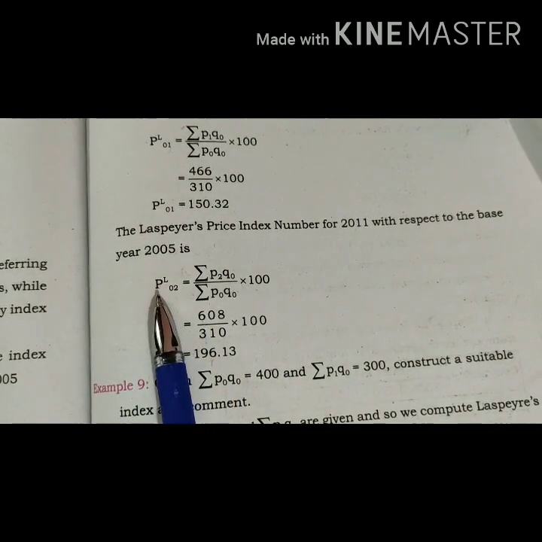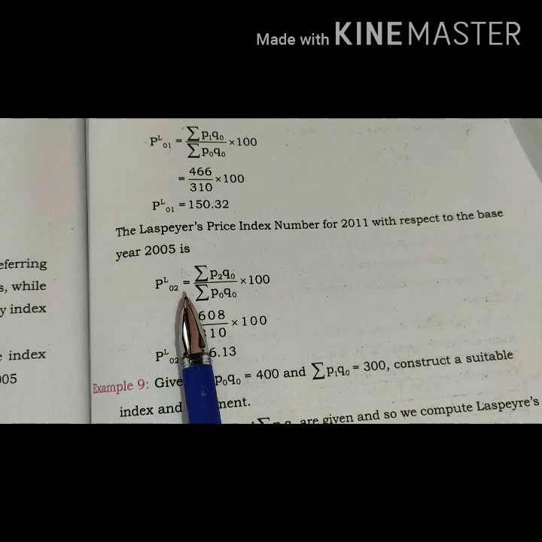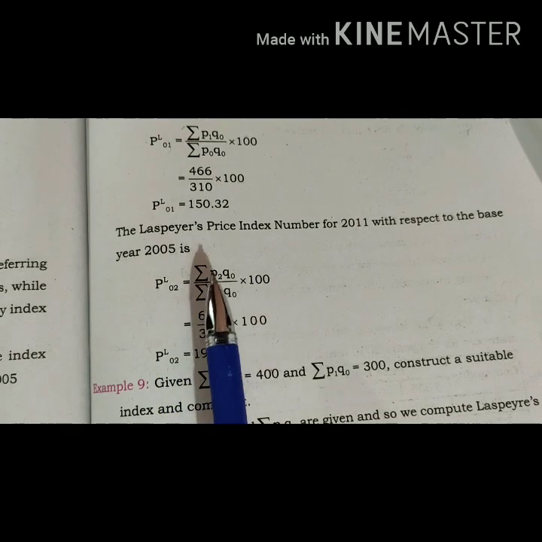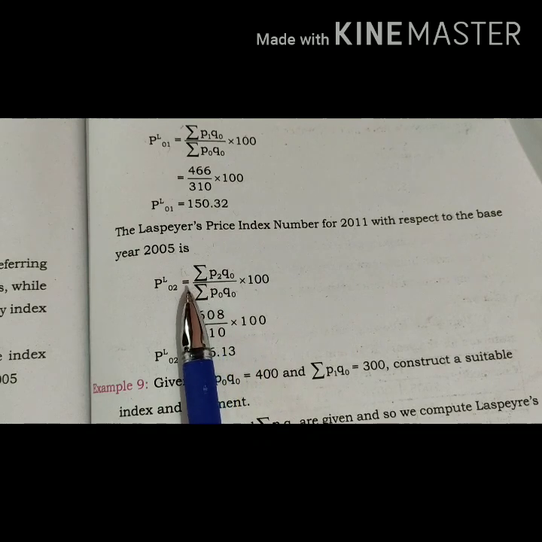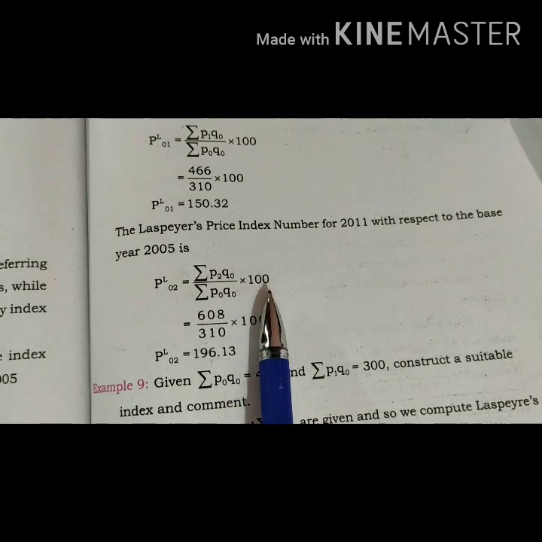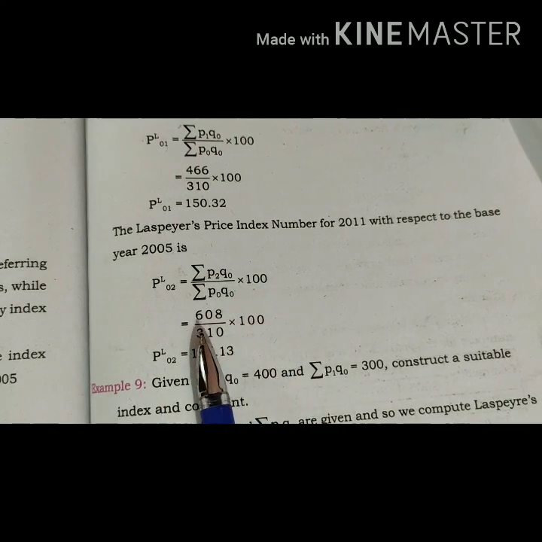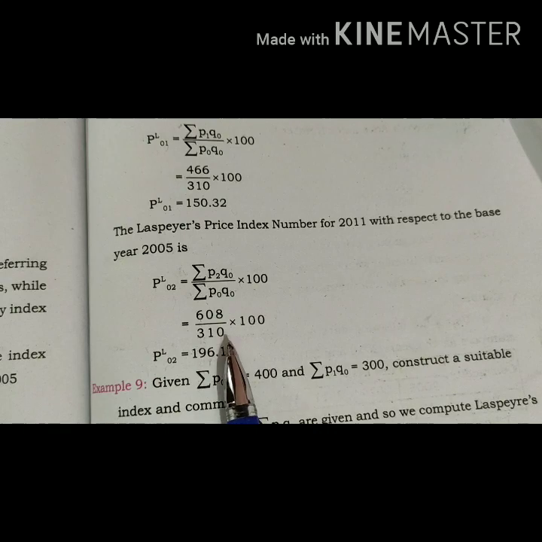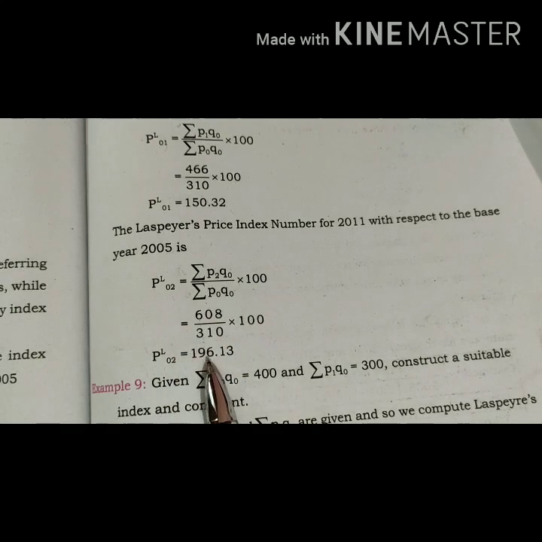Next, calculating the Laspeyres price index number for the year 2011 with respect to the base year 2005, it is given as PL02. The formula changes to 02. Why? Because we are going to find the Laspeyres price index for P2. So the formula becomes sigma P2 Q0 divided by sigma P0 Q0 into 100, which is equal to 608 divided by 310 into 100, which is equal to 196.13.